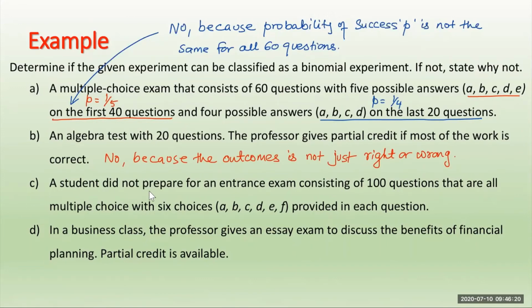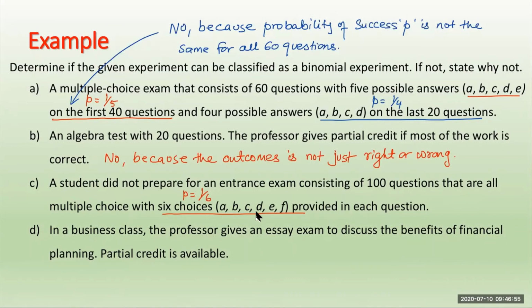A student did not prepare for an entrance exam consisting of 100 questions. There are 100 questions, so the number of trials is fixed, okay? And all the questions are multiple choice with 6 choices, A, B, C, D, E, F. So all questions have 6 choices, meaning the probability of getting it correct is 1 out of 6 in all 100 questions. So the number of trials is fixed, and the probability of success is the same throughout.